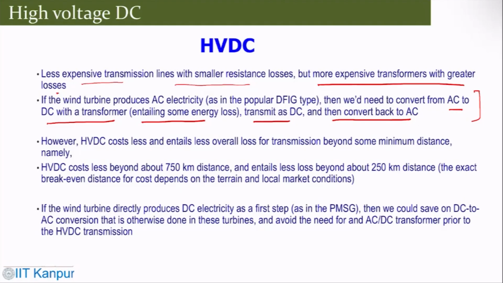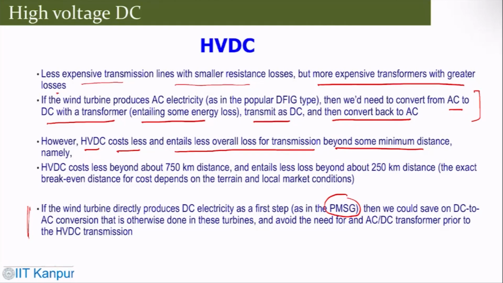However, high voltage DC costs less and entails less overall transmission loss beyond some minimum distance, beyond about 50-kilometer distance. But the catch here is that your turbine has to produce DC directly as the first step, using a generator like the PMSG, that is, the permanent magnet synchronous generator.